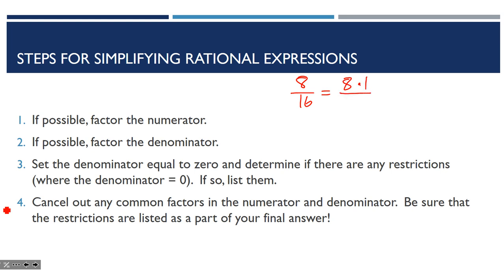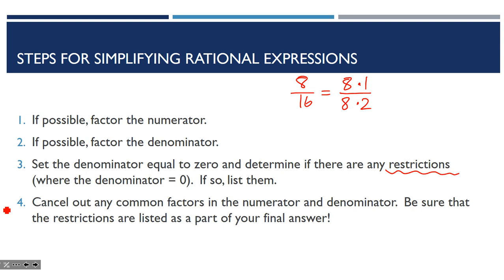And now I can factor the denominator, step 2. Well, 16 could be 8 times 2, can it? Step 3, set the denominator equal to 0, determine if there are any restrictions. Remember those restrictions we just talked about a couple minutes ago? So in this case, this denominator can't ever be equal to 0 because I don't have any variables in it.